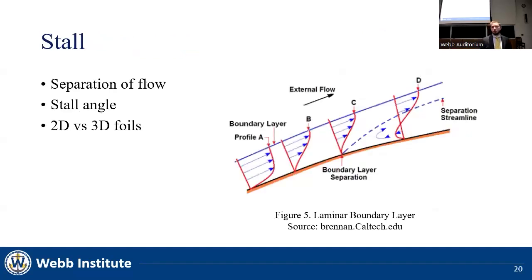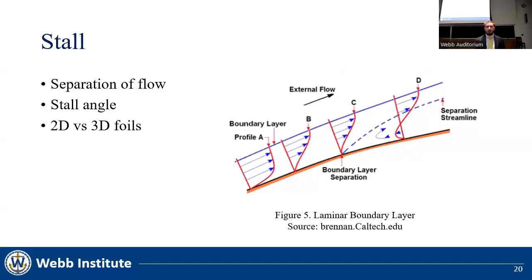This image demonstrates how flow separation progresses along the body of a foil. This occurs when the boundary layer is no longer able to follow the surface. When this happens, the lower portion of the velocity profile changes direction. As the angle of attack increases, the separation point will move toward the leading edge of the foil.